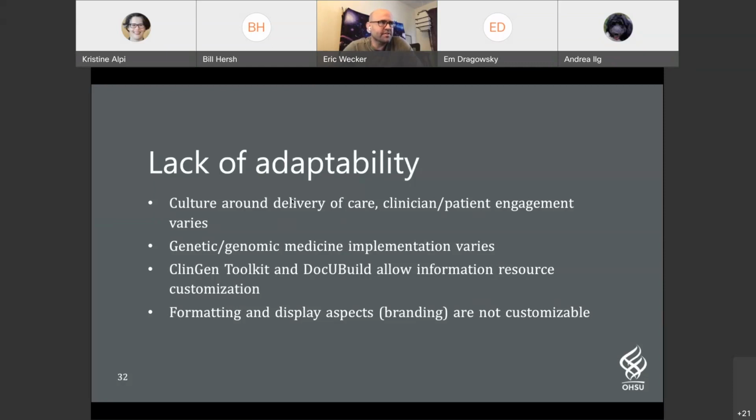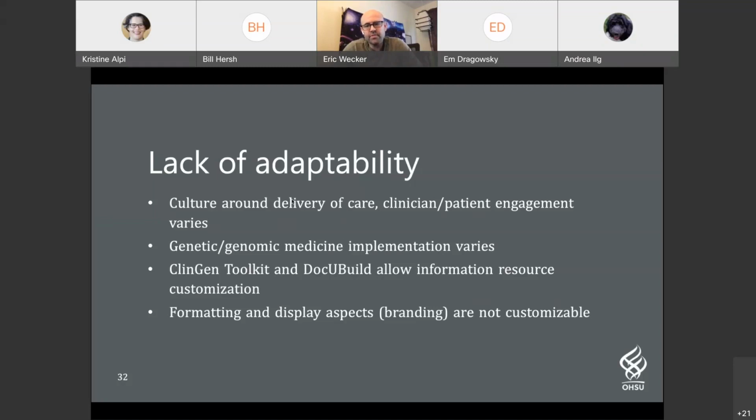there's quite a difference in the culture around the delivery of care and engagement with patients, engagement with clinicians at different healthcare institutions, which is one of the reasons the authors think this might be so important to the respondents. And then also the implementation of genetics and genomic medicine varies at all these institutions as well.